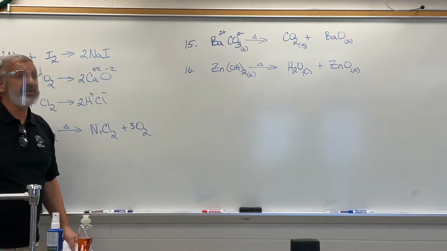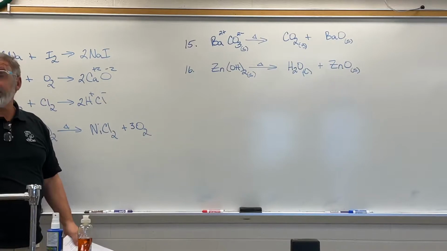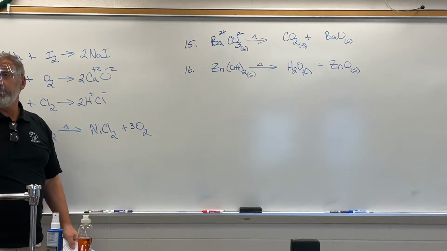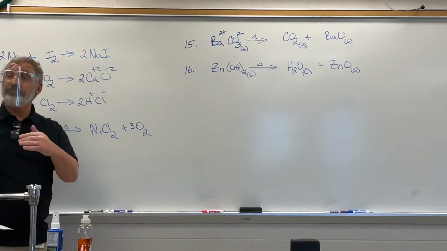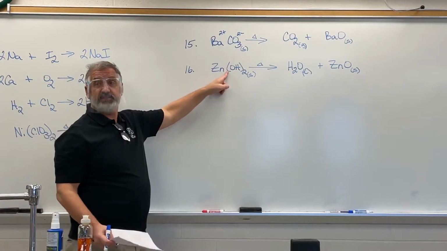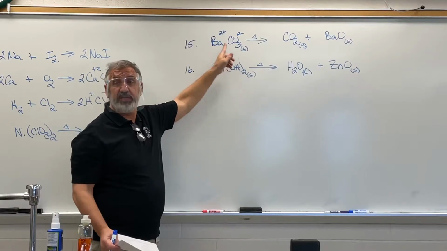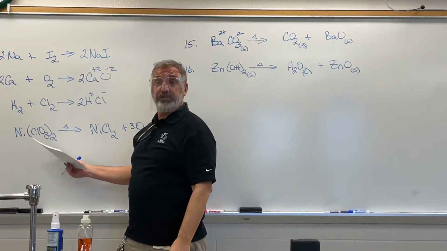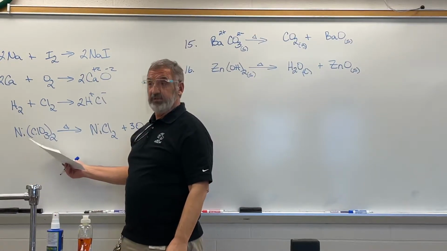Metallic hydroxides decompose into the metallic oxide and water. Now again, you're going to be given those rules. You don't have to memorize those. You just have to be able to recognize this is a metallic hydroxide, this is a metallic carbonate, this is a metallic chloride. Are we all good with that?